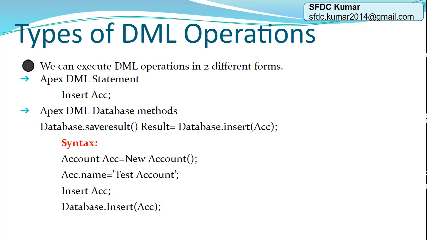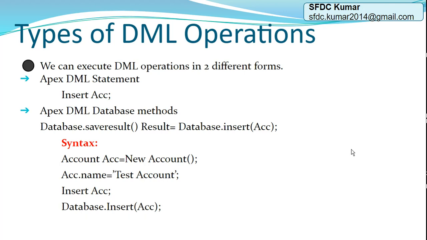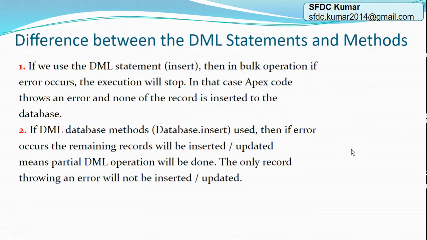I will explain the difference in the next step. So this is the standard one, insert acc. And then Database.insert acc is the other syntax. Both are going to the database. Both records will be inserted or updated in the database. That is mainly the two types. But what is the difference between these two?